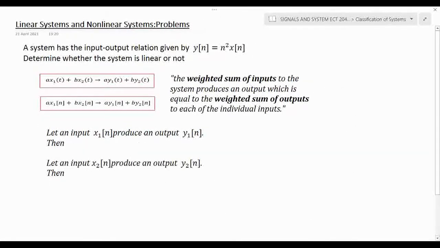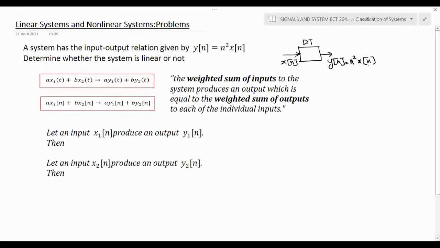This is a discrete time signal. The input output relation of the system is given by y of n is equal to n square into x of n. That is, if you are applying any input for the discrete time system, and the input is x of n, it produces an output which is known as y of n and can be written as n square into x of n. So that is given actually.